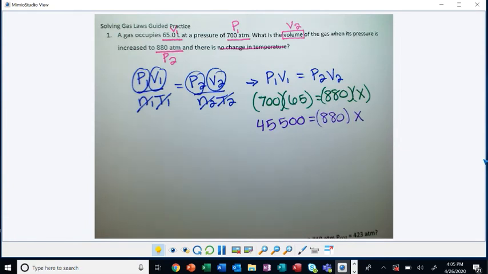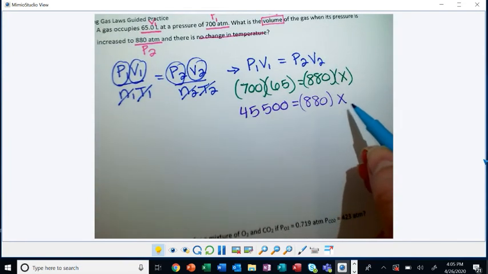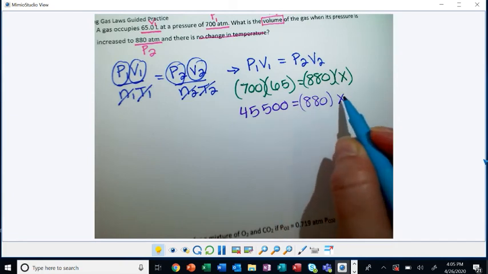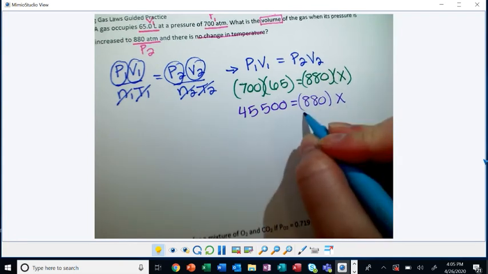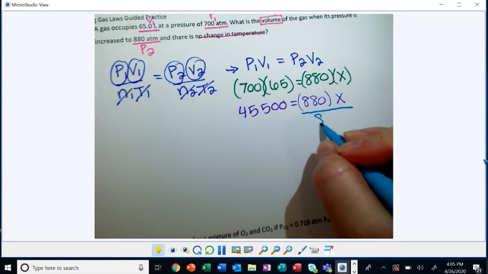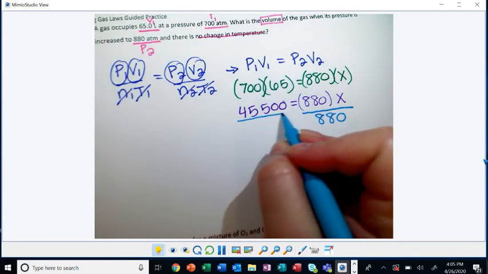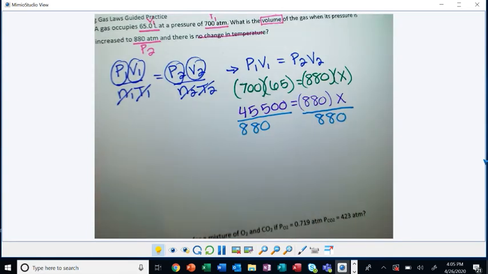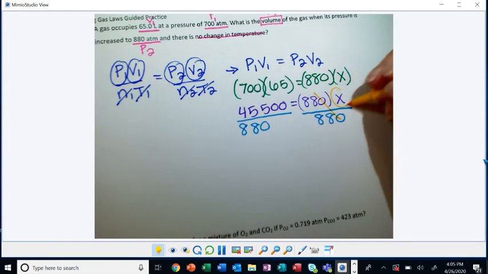All right, moving on. Now I need to get X by itself. I need to isolate X. So in order to do that, I need to get rid of the 880. Right now, X is being multiplied by 880. So we need to do the opposite of multiplication, which is division. So we're going to divide by 880 on this side. And what you do to one, you must do to the other. So divide by 880 over here. This cancels out, leaving me with just this X right here.